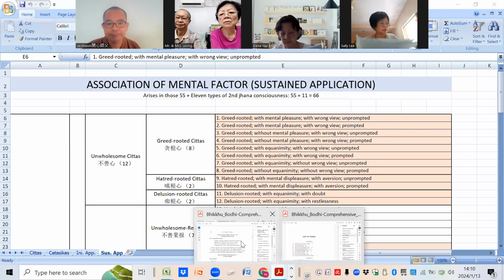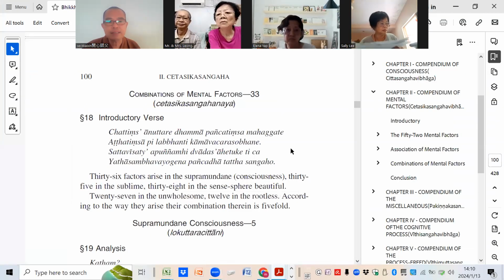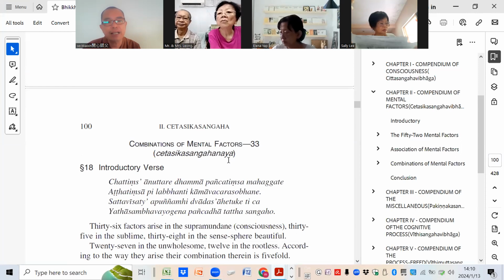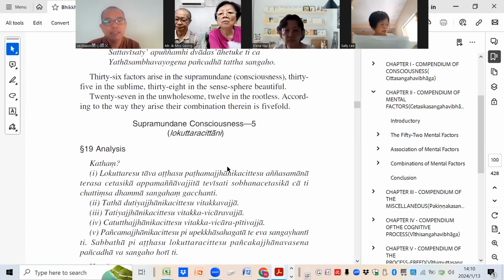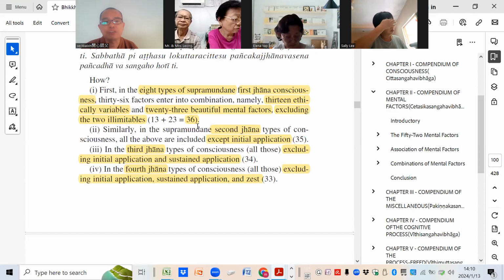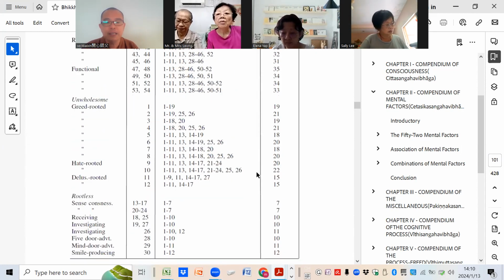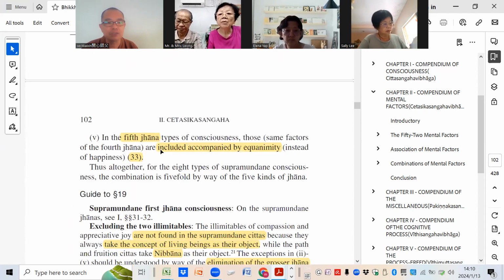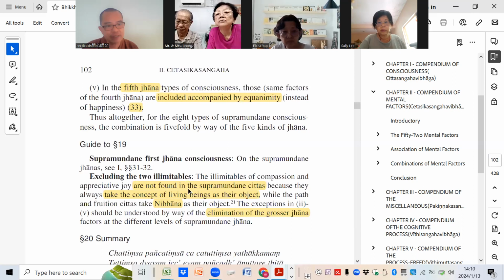Okay, so now we go to the combination of the mental factor. In the very beginning, we already finished the supramundane consciousness. In the previous lesson, we already finished that. All the supramundane, we see the figures as 36, 35, 34, 33, and lastly 33. Then we have an explanation regarding all this.